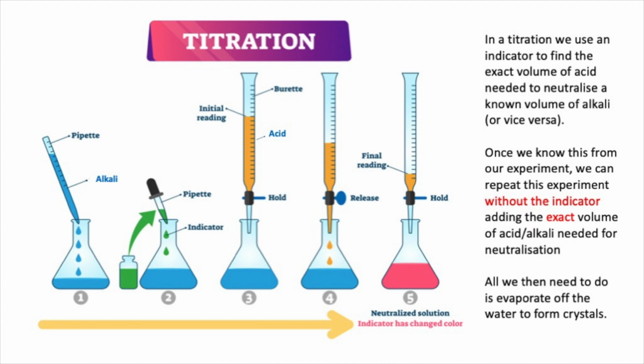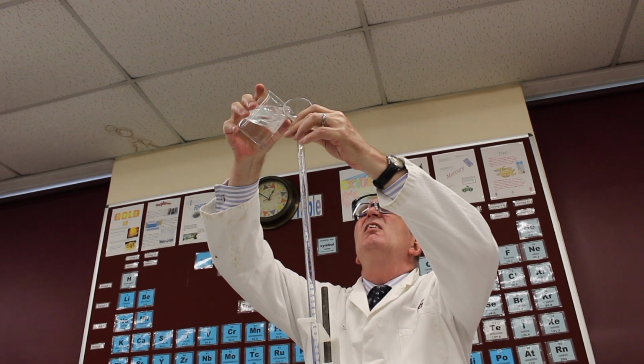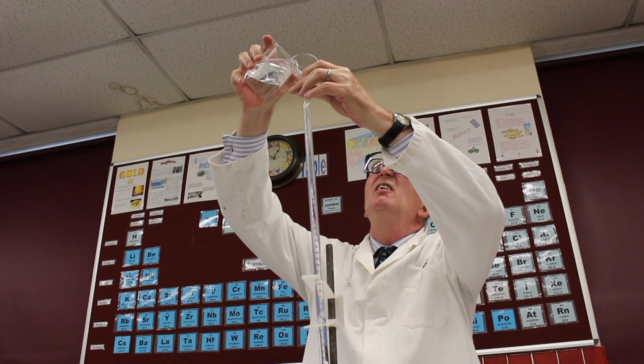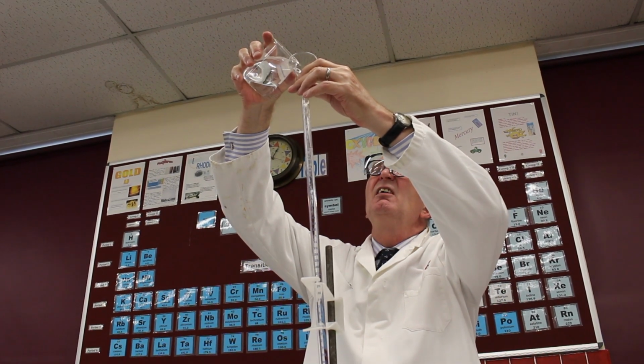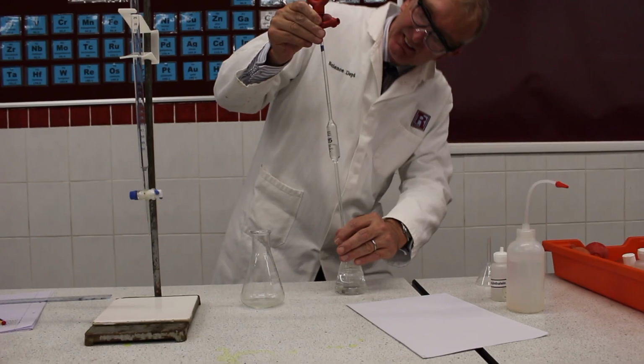So now let's see a titration being carried out. In the next video clip, we see my colleague Mr. Firth making the salt sodium chloride. He's going to fill up his burette here with hydrochloric acid, because that's the acid you need to make sodium chloride, and he measures the initial volume or starting volume of acid in the burette.